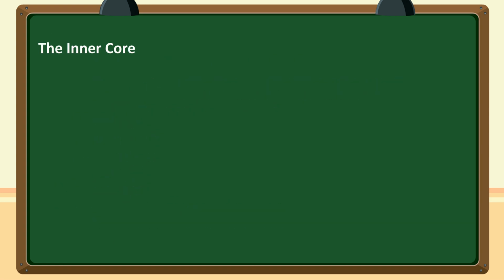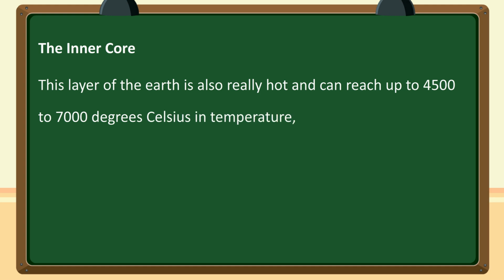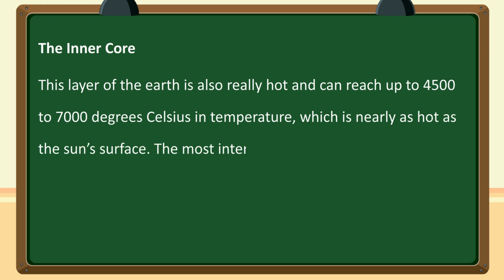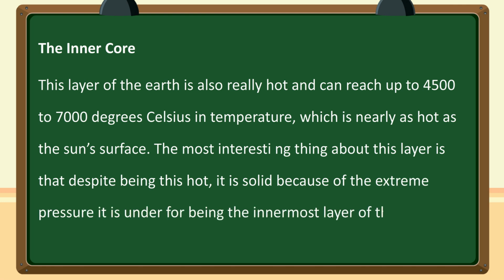The inner core. This layer of the Earth is also really hot and can reach up to 4,500 to 7,000 degrees Celsius in temperature, which is nearly as hot as the sun's surface. The most interesting thing about this layer is that despite being this hot, it is solid because of the extreme pressure it is under for being the innermost layer of the Earth.